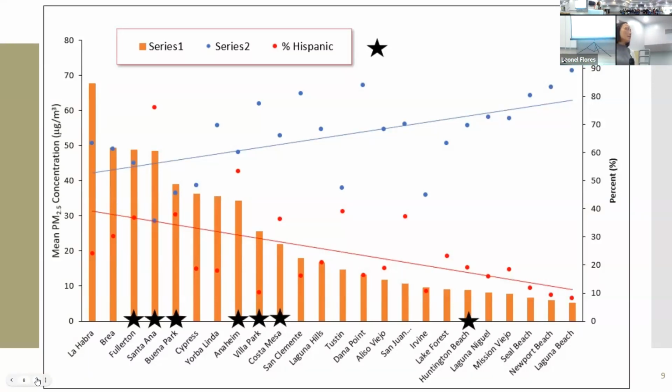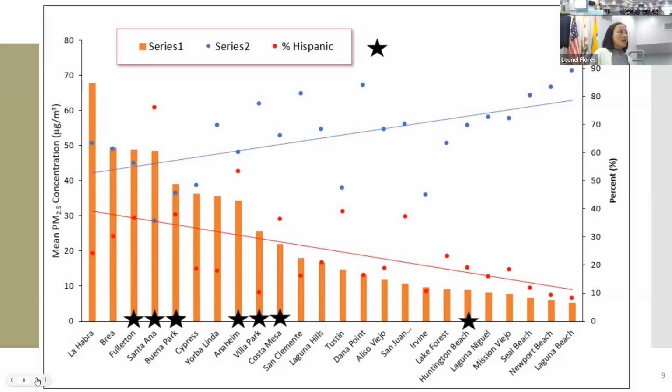And also you can see there is a dramatic difference of the pollution levels. If you look at the highest level at the very left, it's over 60, right? And then if you look at the lowest level, it's well below 10, right? So there's a large variation in the pollution levels across the cities. And you can also see these stars. There are 7 stars there.